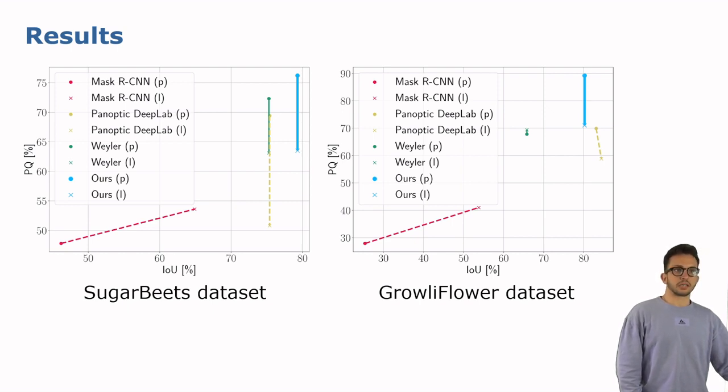On the sugar beets dataset, our approach outperforms all baselines in terms of both metrics. On the cauliflower dataset, we have slightly lower IOU with respect to Panoptic DeepLab, but we have the highest panoptic quality for both panoptic tasks.